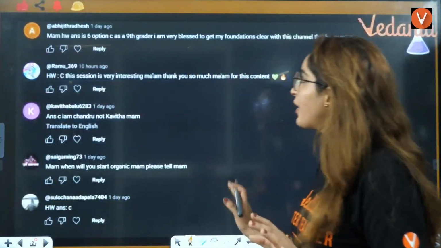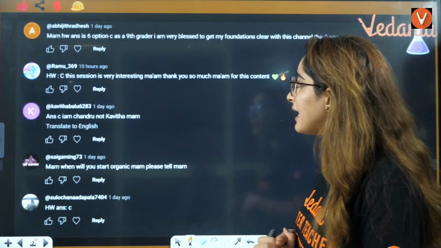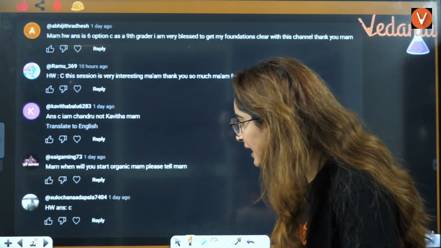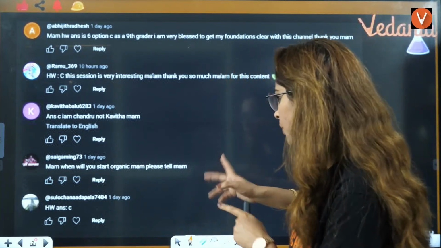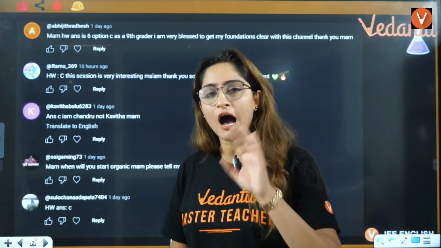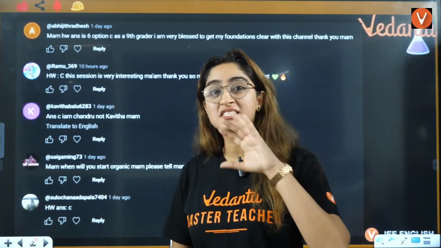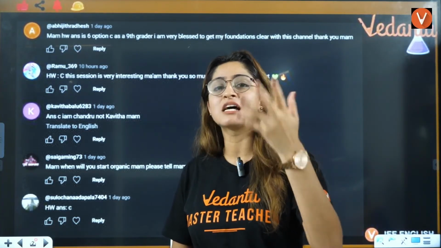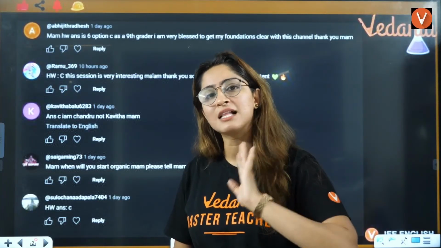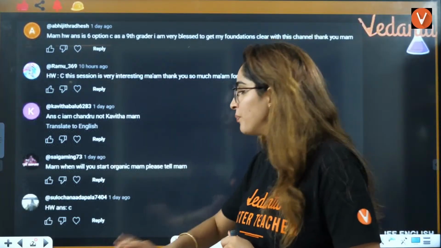And we can see over here, Abhijit has done his homework, Ramu, then Kavita, then Sai. Sai has not done the homework. She's asking about, ma'am, when you will start organic. Don't worry, beta. After completing these basics of physical chemistry, then structure of atom, then periodicity, I'll start with GOC as well, right? So there is a sequence that I want to follow, right?